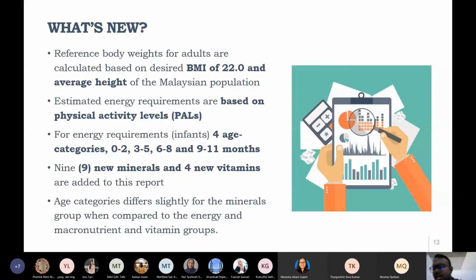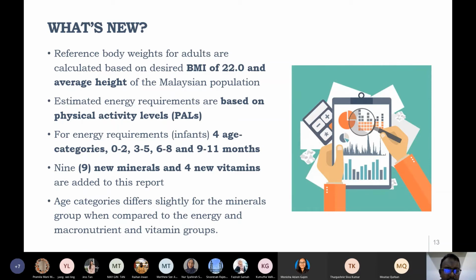So what's new actually in RNI 2017? The reference body weight for adults is now calculated based on the desired BMI of 22 and the average height of the Malaysian population. Previously, the reference body weight was just the median body weight of the population. So what will happen if we use the median body weight of the population, since currently the median body weight is higher due to obesity and so on? So the requirement set will be higher.